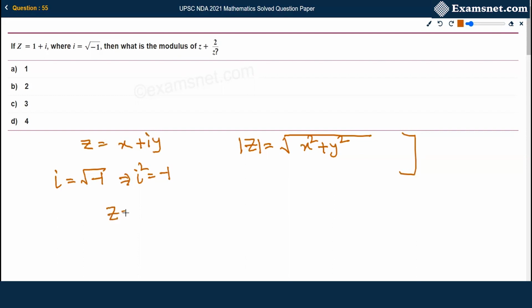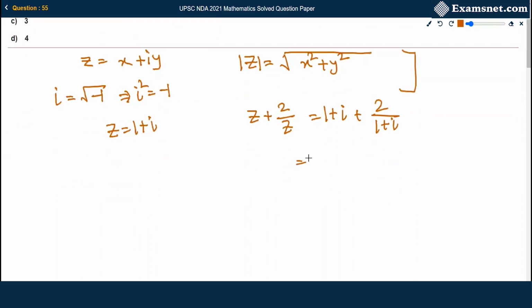So it is given z equals 1 plus i, and we are required to find the modulus of the given expression, that is z plus 2 by z. Now let's put the value of z here: 1 plus i plus 2 by 1 plus i. Now look at the expression 2 by 1 plus i. Okay, so we need to rationalize this. To rationalize, we will multiply the conjugate of 1 plus i to the numerator and denominator both.